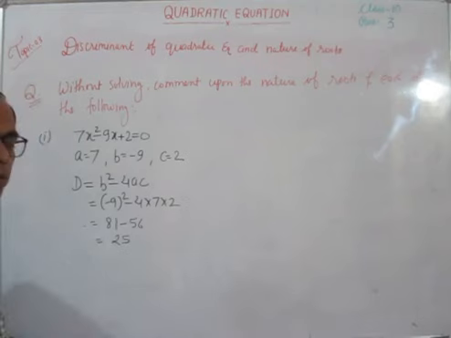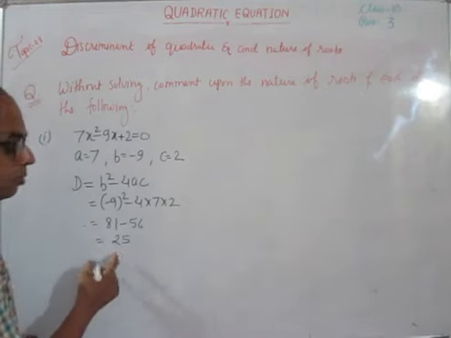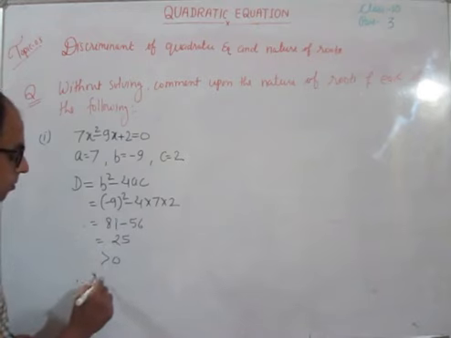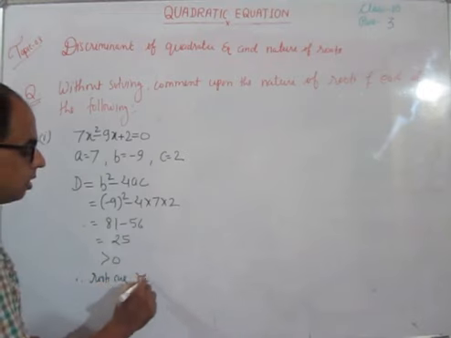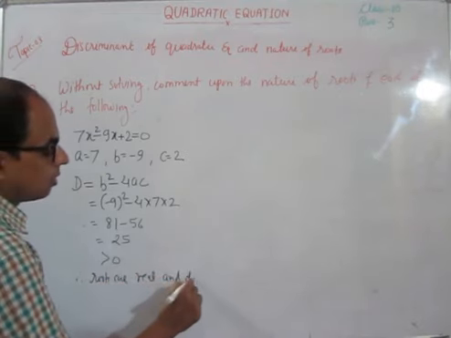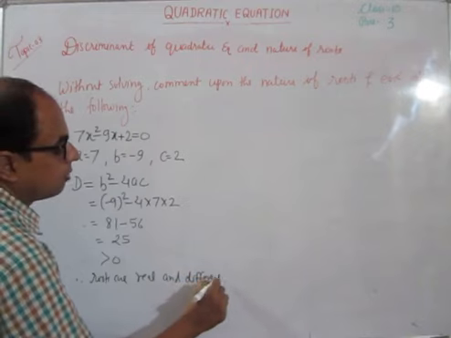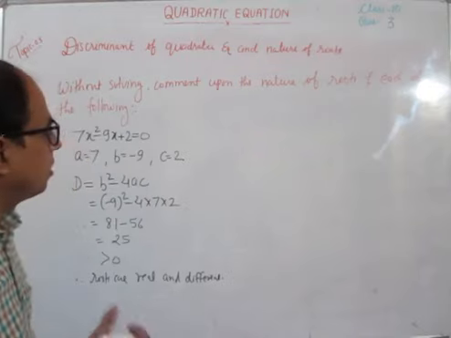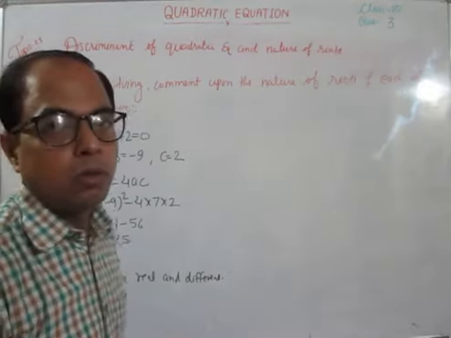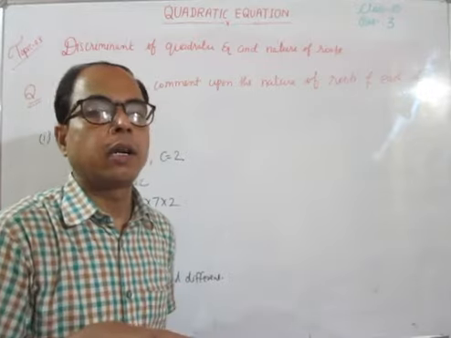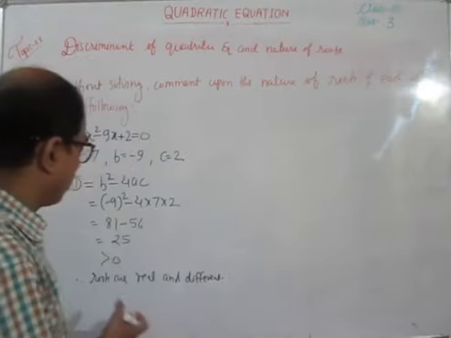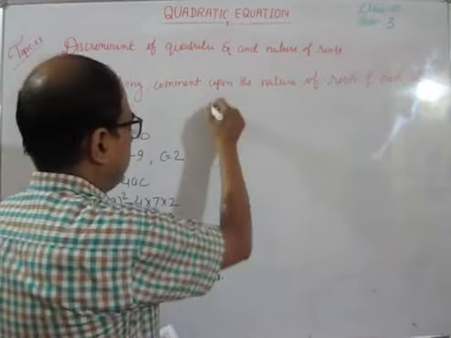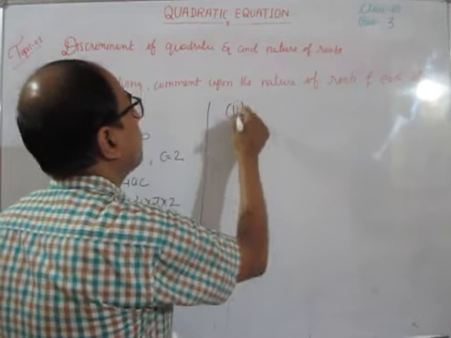The discriminant is 25, which is a positive number, greater than 0. So roots are real and different. Clear? We do not know what the values of the roots are, but still we can comment on the nature of the roots. And what is the nature of the roots? Roots are real and different. Now, second question. Question number 2.